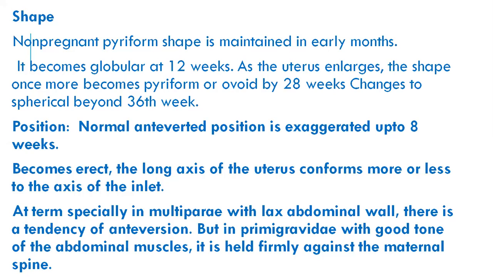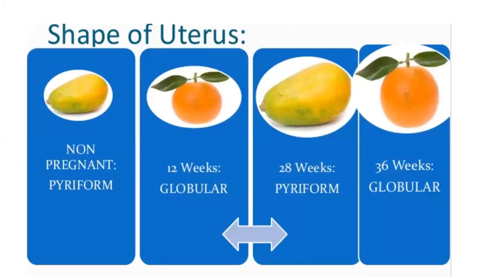So what happens in multipara? There will be a tendency of anteversion because of the lax abdominal wall. But in primigravida, where the tone of the abdominal muscles is very good, it stands erect and firmly rests on the maternal spine.